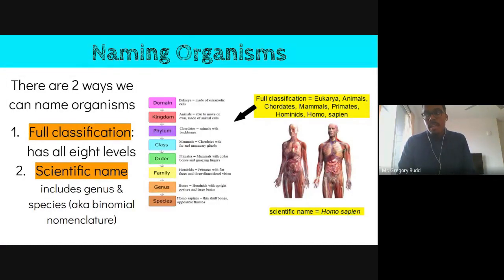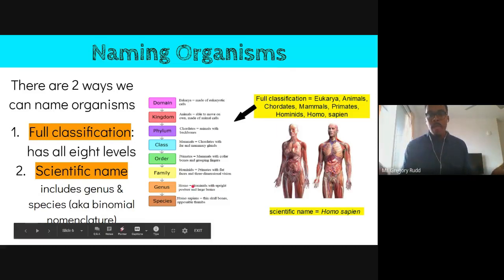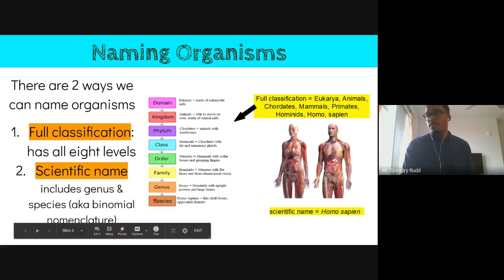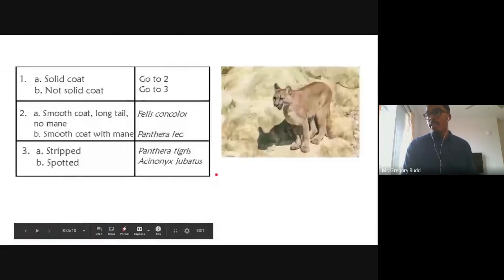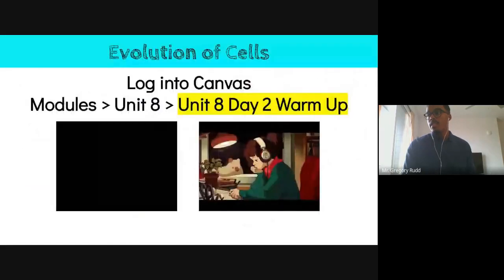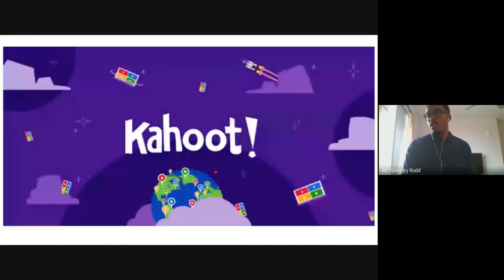I can't say that the primate is a hominid. That primate might be a gorilla. I can't zoom in any further and say that that primate is a Homo sapien. That primate might be a chimpanzee. I can't specify. All I know is that they are a primate. Okay, so hopefully that helps a little bit. We'll talk about the dichotomous keys if we have to, and the phylogenetic trees. Let's try this Kahoot.